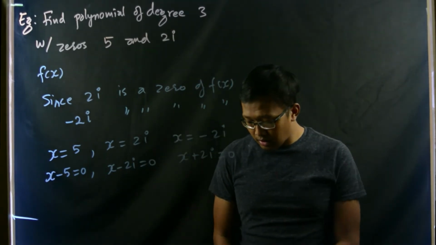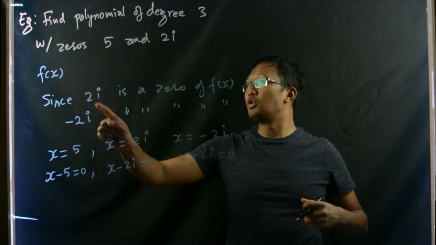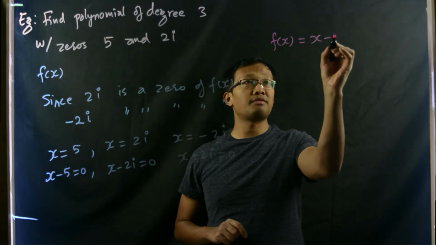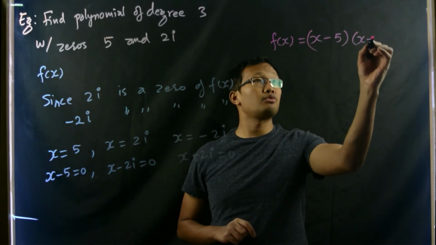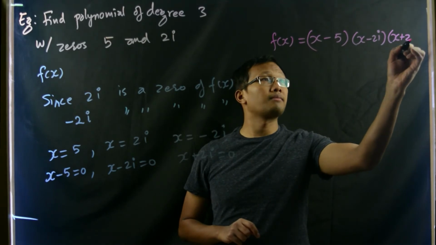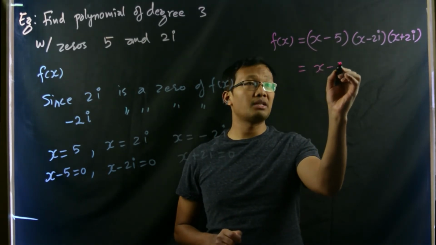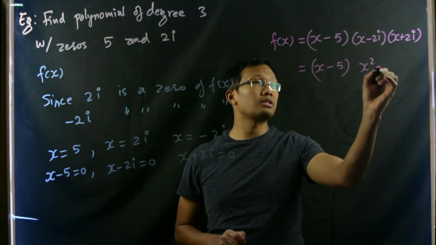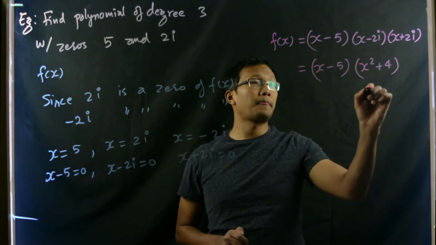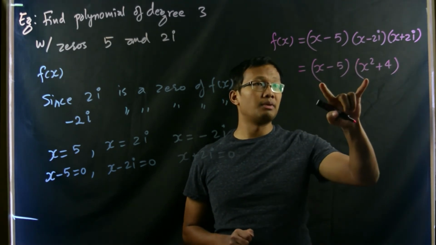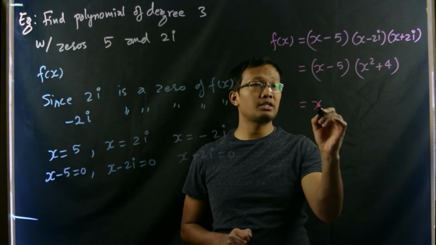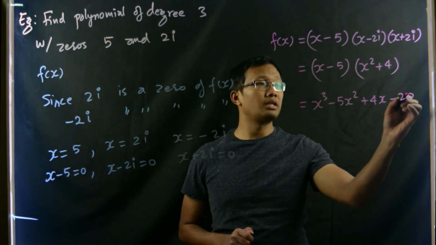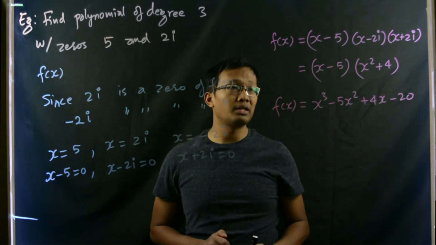Thus, the required polynomial f of x is of the form f of x equals x minus 5 times x minus 2i times x plus 2i. We can write this as x minus 5, and if we multiply conjugate numbers, it just becomes x square plus 4. Let's multiply these two factors, then we'll be getting x cube minus 5x square plus 4x minus 20. So the required polynomial is this one.